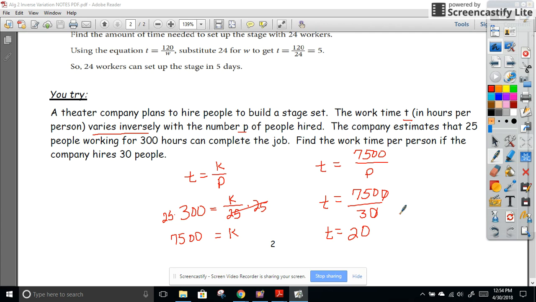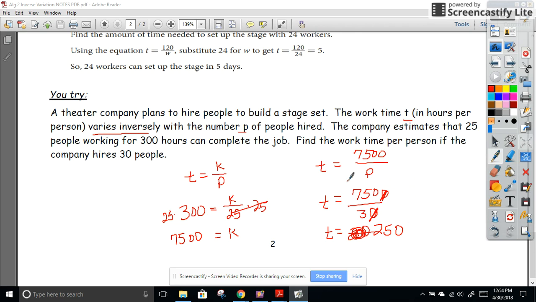7,500 divided by 30 equals, oh no, I did that wrong. That is 200. I knew that was too small. It's 250. So, oh yeah, 3 would go into 75 25 times with 0 left over. That 0 and that 0 are gone. 750 divided by 3 is 250.